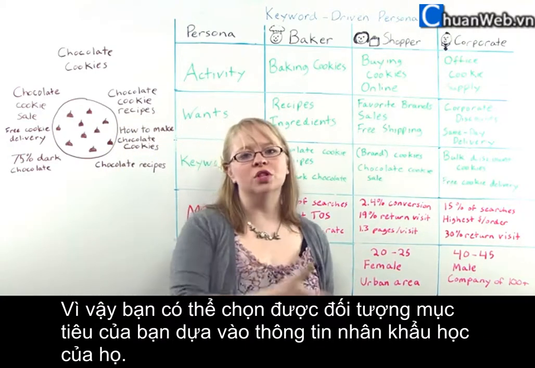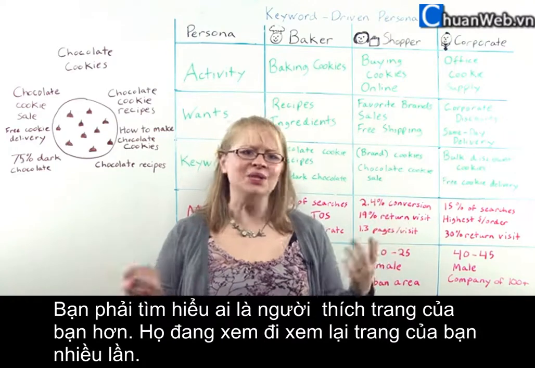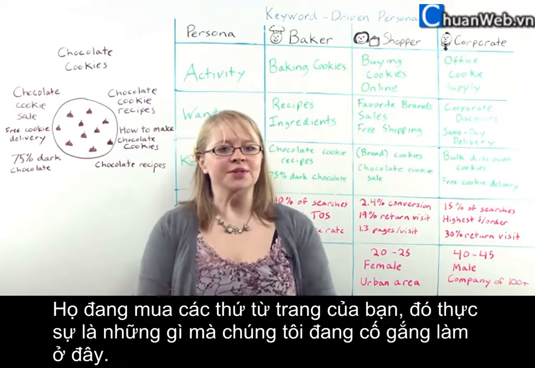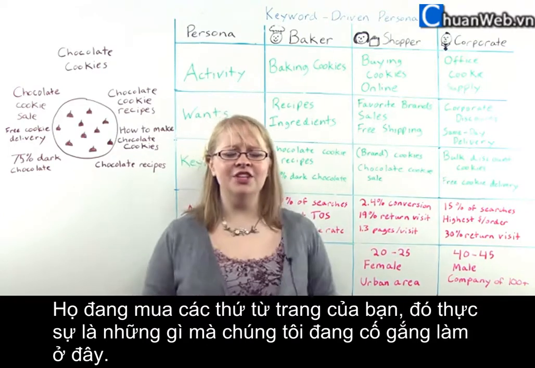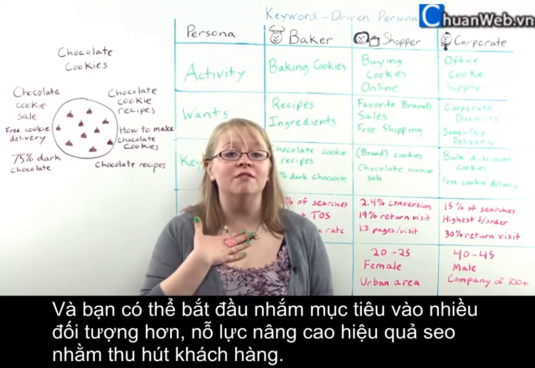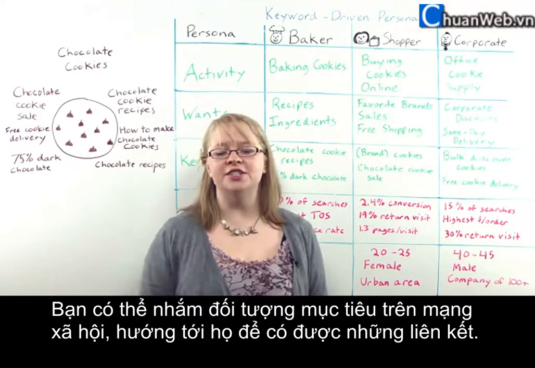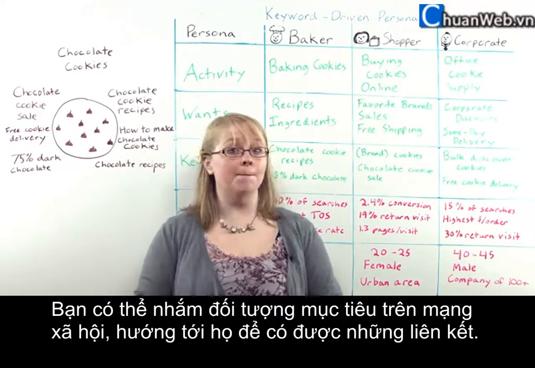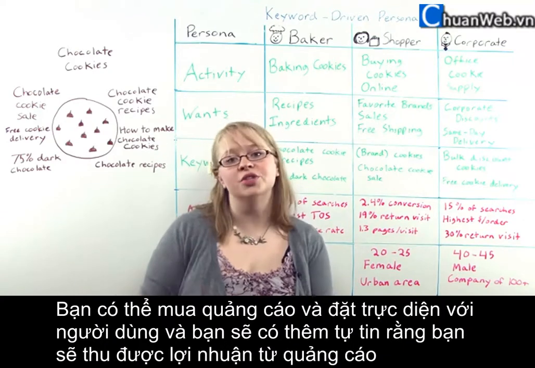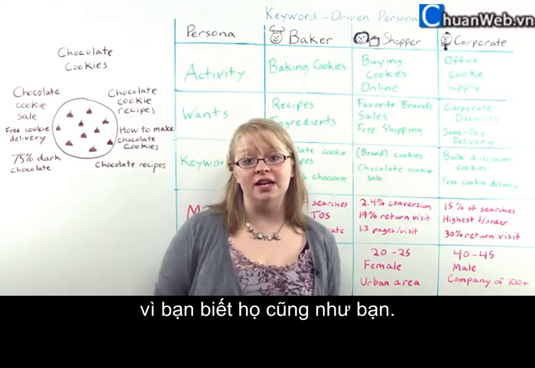What you also learn then is who these people are that like you so much. They're coming to your site over and over. They're buying things from you, which is really what we're trying to do here. And you can start targeting more of those people in your own SEO efforts, in your own customer acquisition efforts. You're targeting them on social. You're reaching out to them for links. You're buying ads to put in front of them, and you have more confidence that you'll have a return on those ads because you already know these are the kind of people who like you.